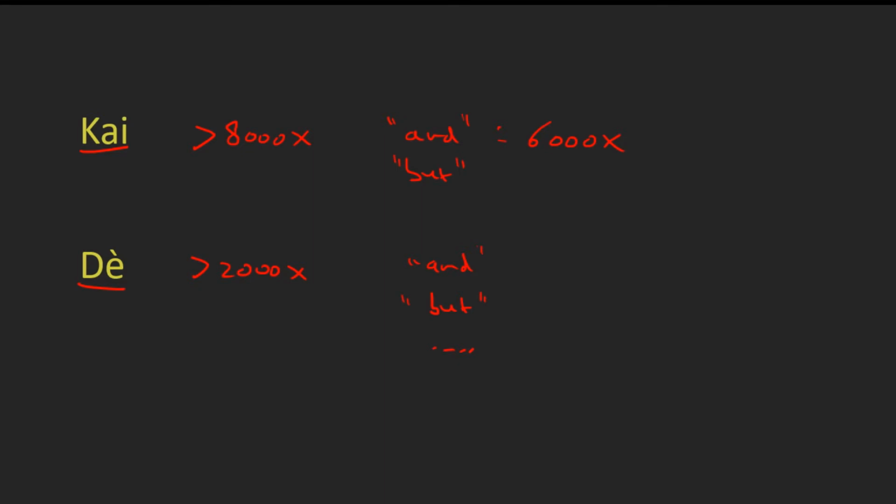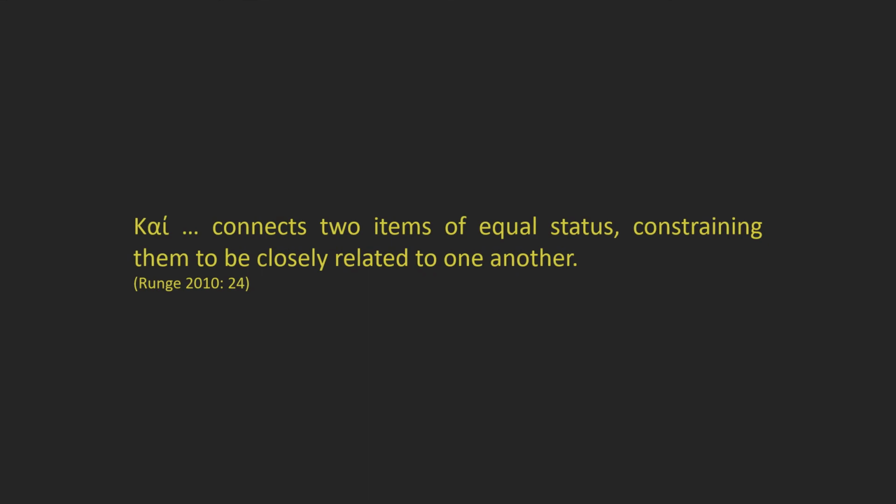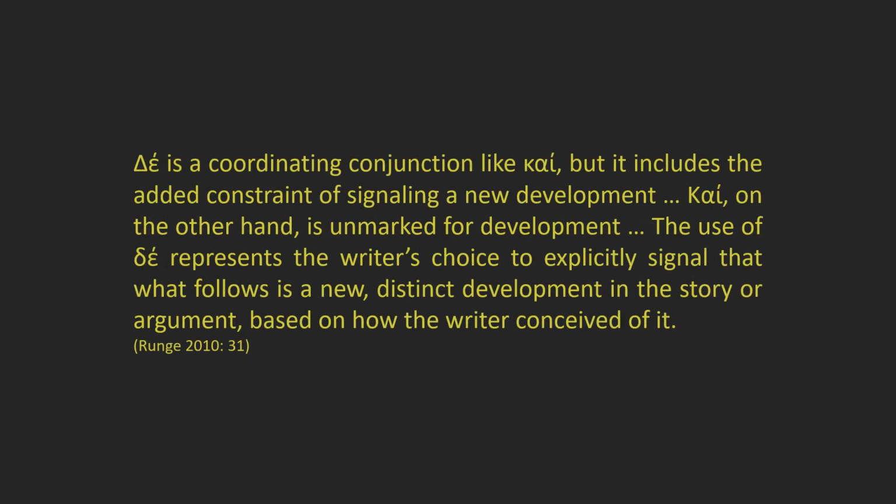Kai does not. Or, in the words of discourse grammar, Kai connects two items of equal status, constraining them to be closely related to one another. And De is a coordinating conjunction like Kai, but it includes the added constraint of signaling a new development. Kai, on the other hand, is unmarked for development. The use of de represents the writer's choice to explicitly signal that what follows is a new, distinct development in the story or argument based on how the writer conceived of it.